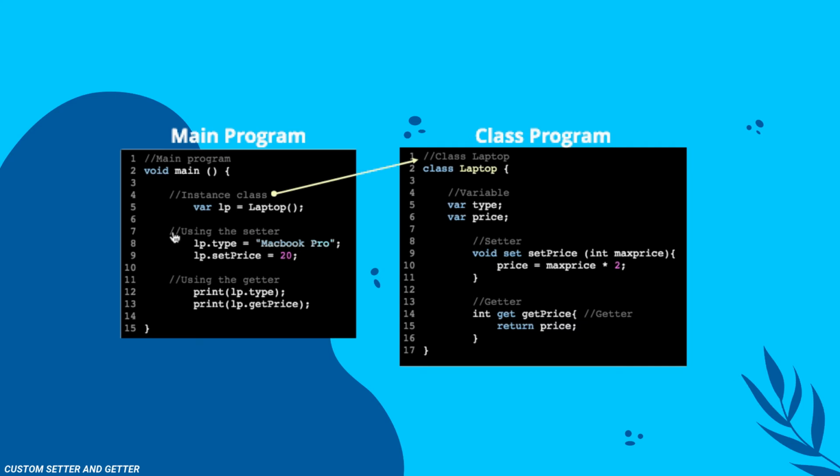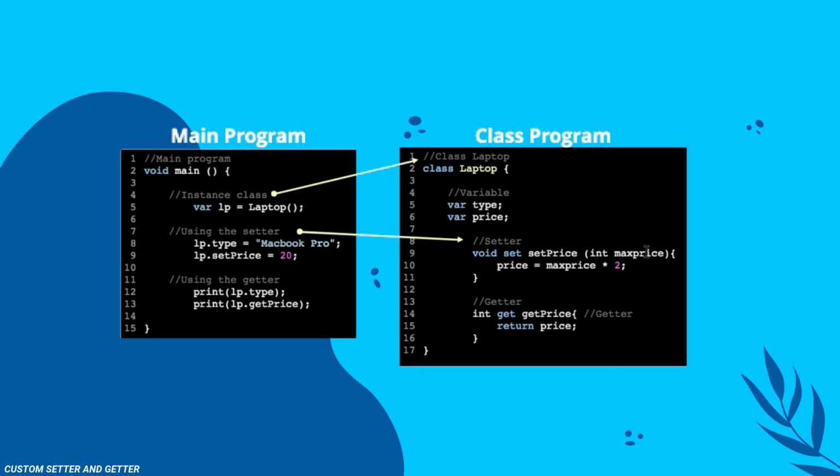After that, we use the setter. The setter is lp.type. Variable lp is equal to Laptop, which is the class. And then type, where's the type? The type is the variable that we defined in the class Laptop, and then we set lp.type to MacBook Pro. After that, we call lp.setPrice. The setPrice refers to this setter function in the class.